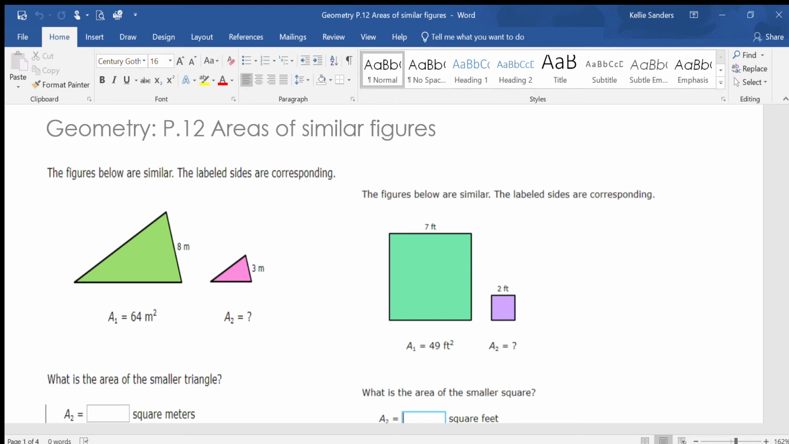P12, areas of similar triangles. This is going to be the last lesson for Unit P. Then you're going to have a test, so get ready for it.